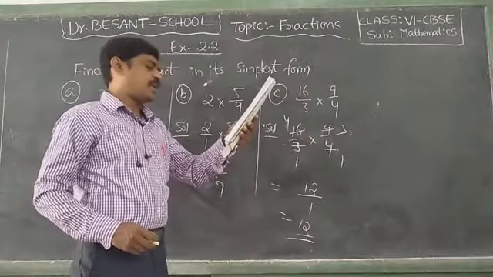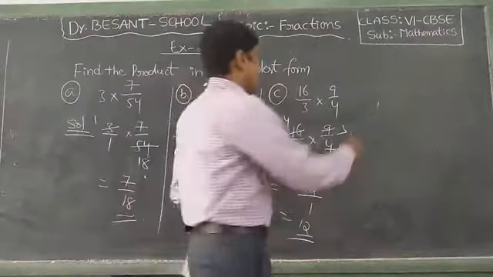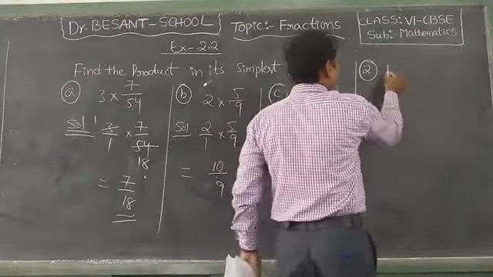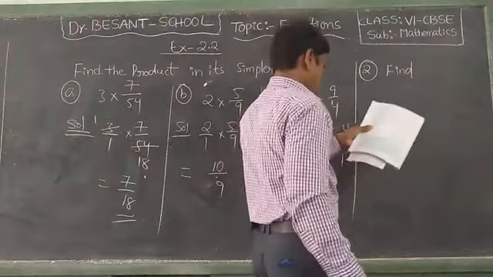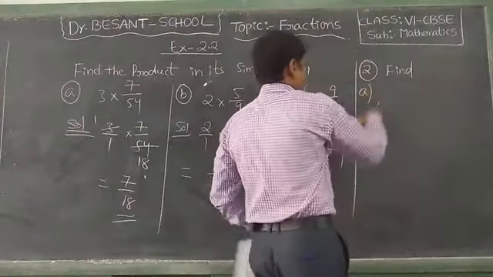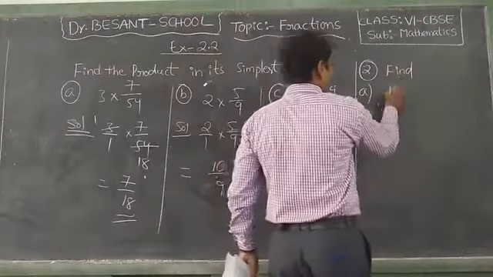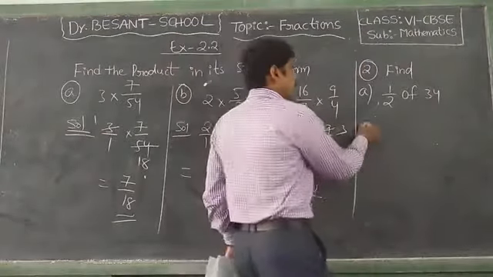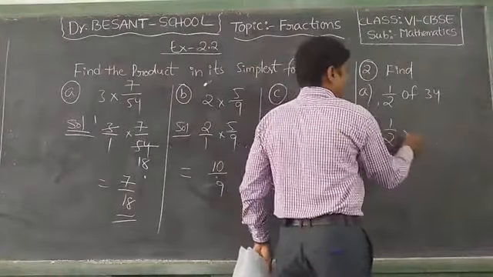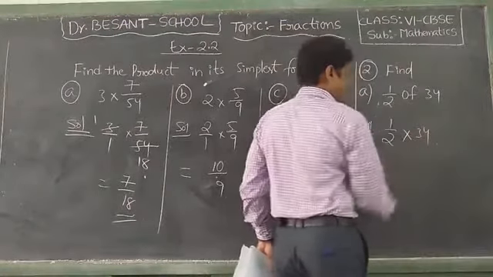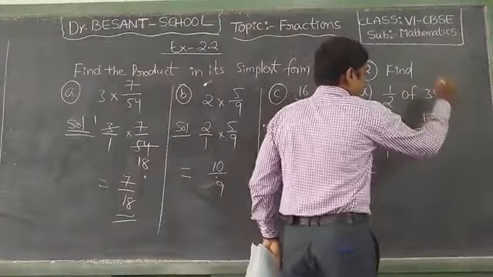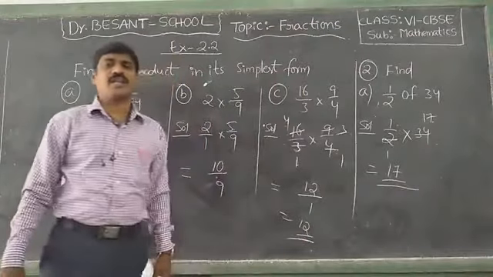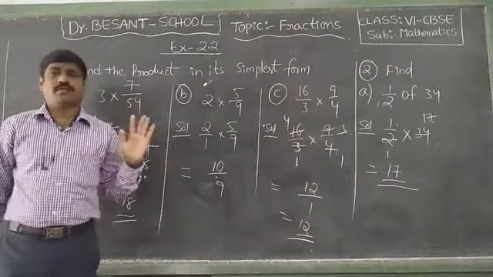Now I will tell you the second Roman. Second, find A: 1 by 2 of 34. So solution: 1 by 2 of means into, the product of 34. 2 ones are 2, 2 seventeens are 34, so 1 seventeen is 17, that is the answer. Okay children, I hope it's very clear. Note down, children.